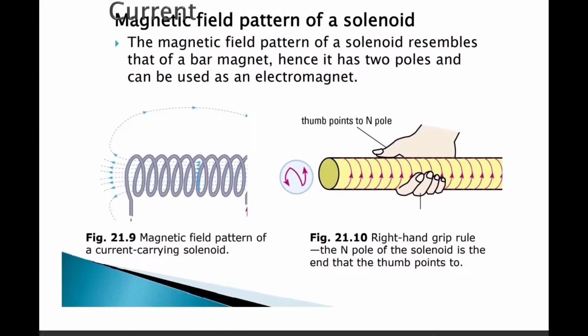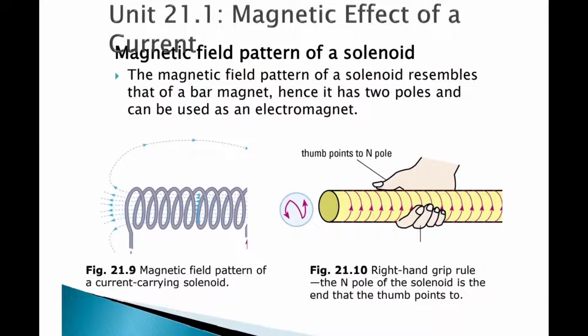So this is how we apply it for the coil. Do you see over here the roles or the responsibilities of the thumb and the fingers are different? Over there, for a piece of wire, the thumb represented the direction of the current. Over here, the thumb represents the direction of the North Pole. And over there, the fingers represented the direction of the magnetic field. For a coil, the fingers represent the direction of the current that is flowing through the coil.